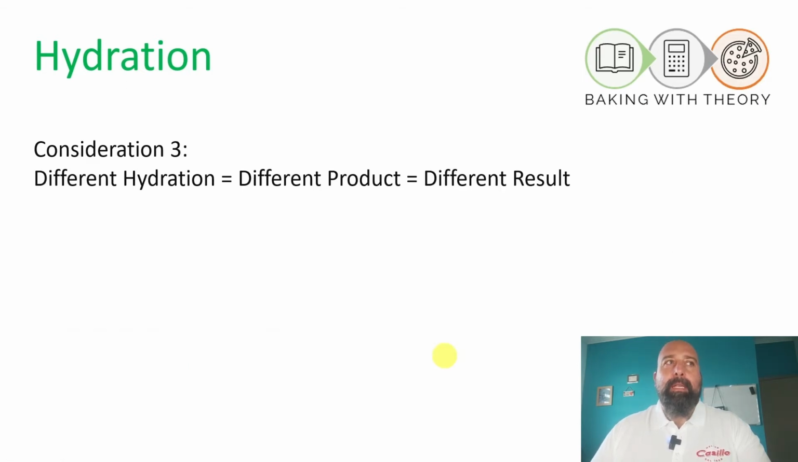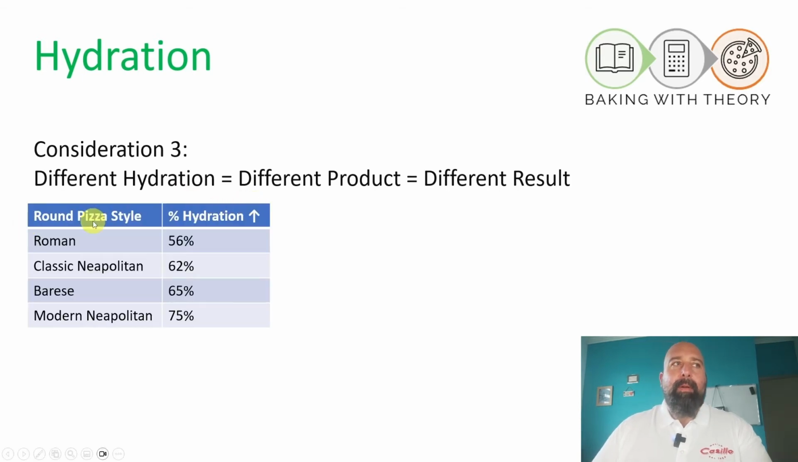Third consideration is this: different hydration means different product, so different result. Don't think that if you just add more water to your recipe, you will get the same result. It will be different. And here I have some examples of different round pizza styles, okay?